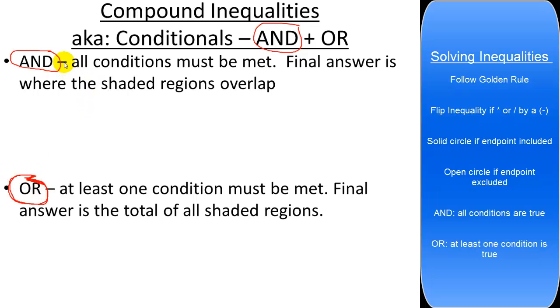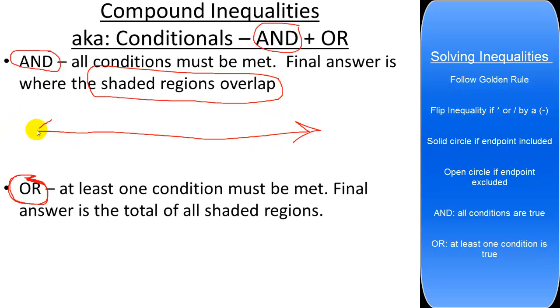So with an "and" conditional, it's a lot more restrictive. Your final answer is going to be a lot smaller. So what you're looking for is the regions that overlap. Okay, so if your first answer, let's draw a big number line. If your first conditional was x is greater than 5, and then you had "and" x is less than or equal to 7.